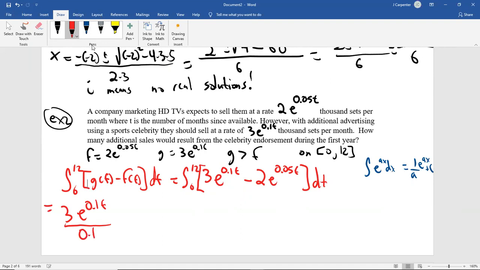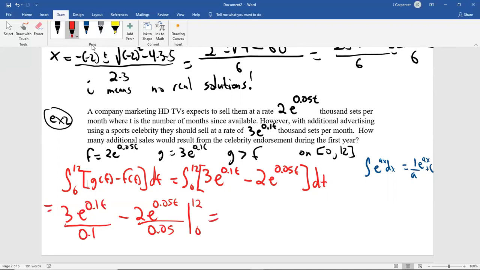We're not adding 1 in this instance. This is not a polynomial, this was an exponential. Then the minus 2, leave the exponential term alone, so e to the 0.05t, but divide by the coefficient in the exponent, so 0.05. And then we're evaluating this between 0 and 12.